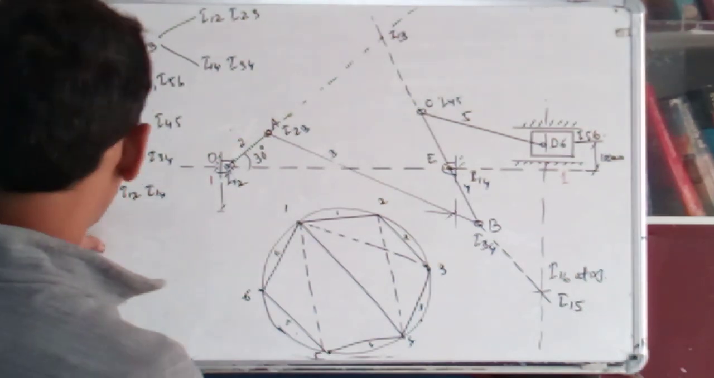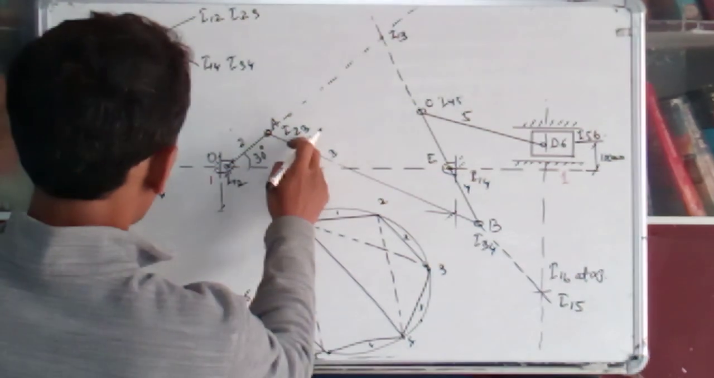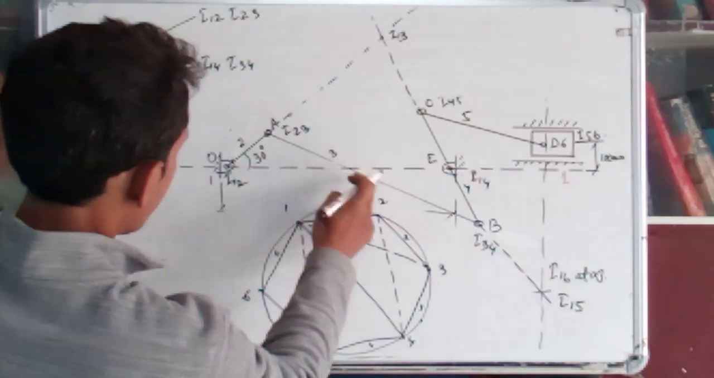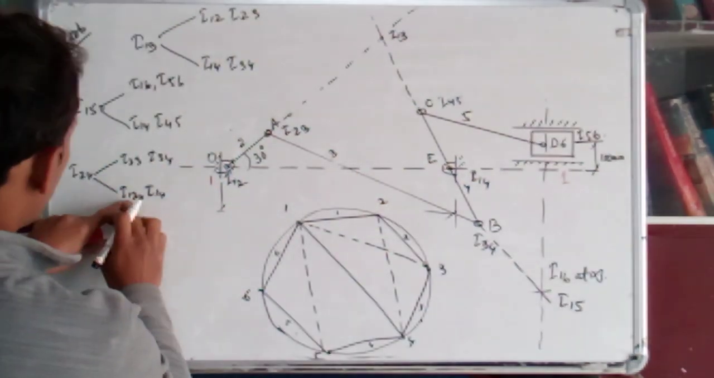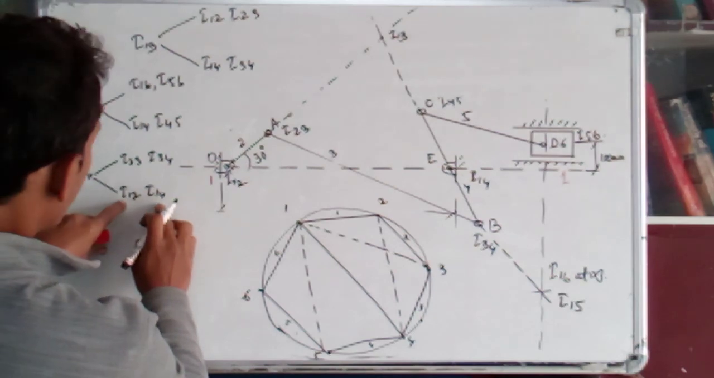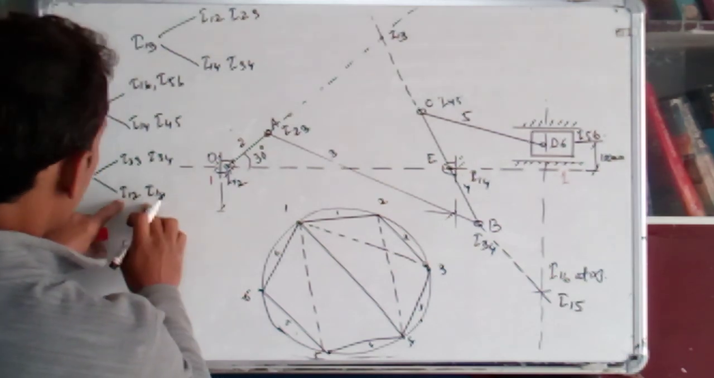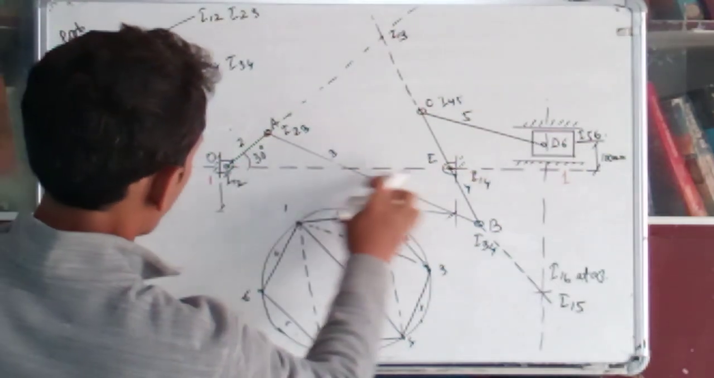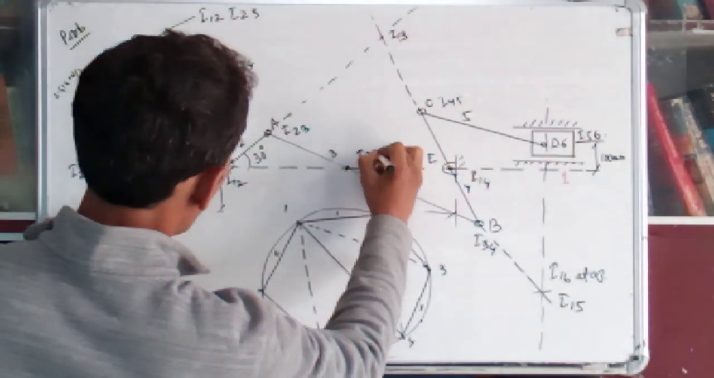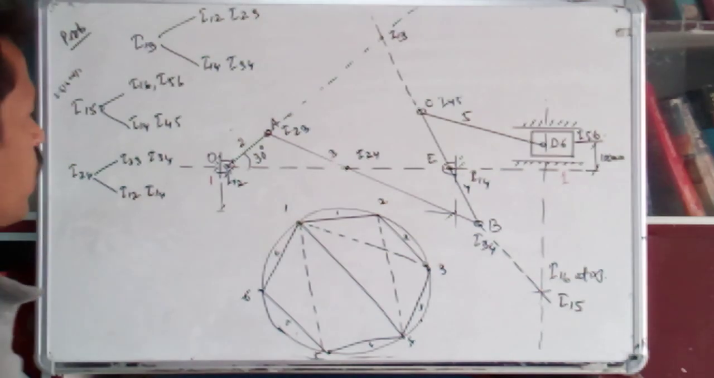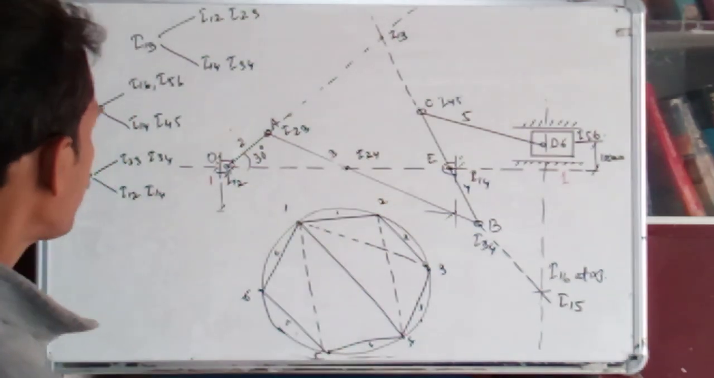You can see here I23, I34, so already one line is there. Then I12 and I24, I12 and I14. These two lines intersect each other, so that is I24. So another instantaneous center we have found out.